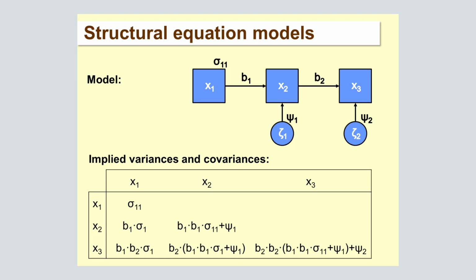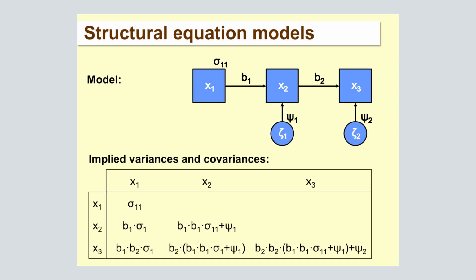Here we have another model. This model connects the variables by means of causal relationships. For instance, x2 can be expressed as b1 times x1 plus zeta1. This model has 5 parameters. The variance of the exogenous variable, sigma 1,1, the two path coefficients, b1 and b2, and the two variances of the disturbance terms, psi1 and psi2. By means of these 5 parameters, the implied variance-covariance matrix can be constructed as shown below.